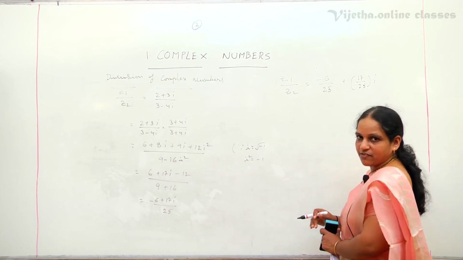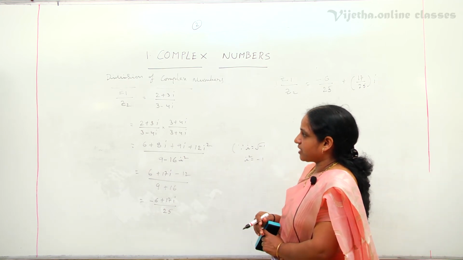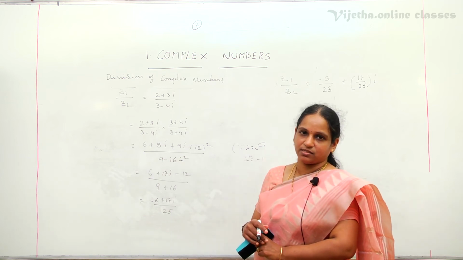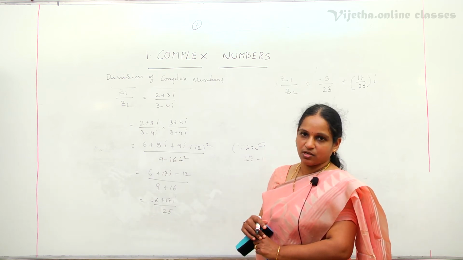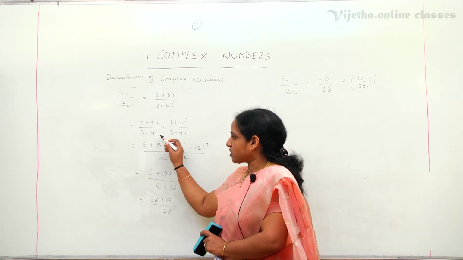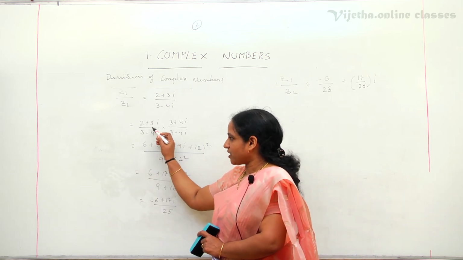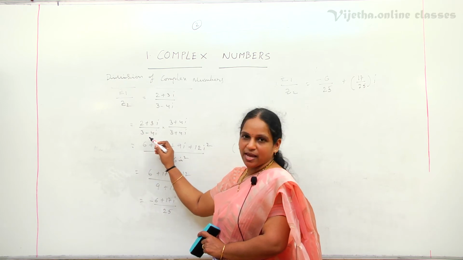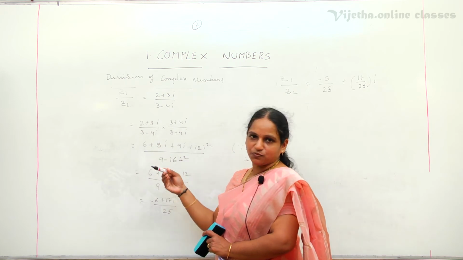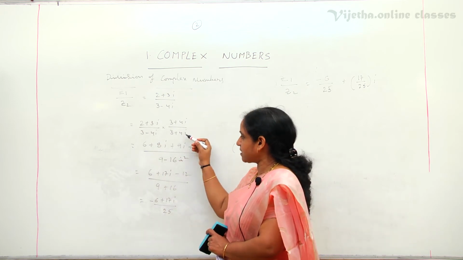If Z1 equals 2 plus 3i and Z2 equals 3 minus 4i, then how to find the division of the two complex numbers, Z1 by Z2? Here multiply and divide with the conjugate of the denominator. The denominator is the complex number 3 minus 4i. The conjugate of 3 minus 4i is 3 plus 4i. So multiply and divide with 3 plus 4i.